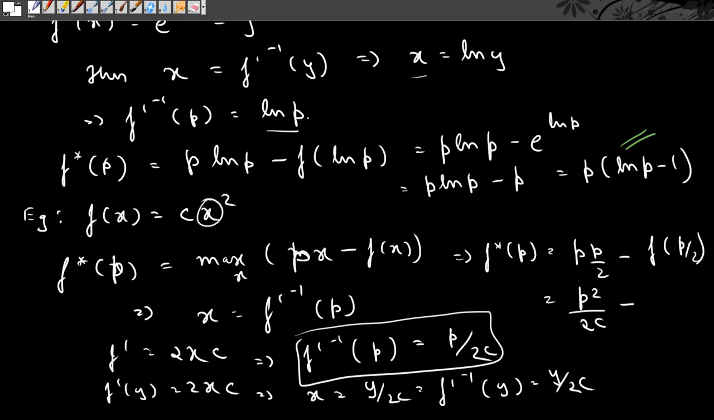So instead of x, we substitute p by 2. So c times p by 2c, I'm sorry again. So it will be c into p square by 4c square. The c will get cancelled. And the final result is p square by 4c. So this is the Legendre transform of f of x equal to cx square.